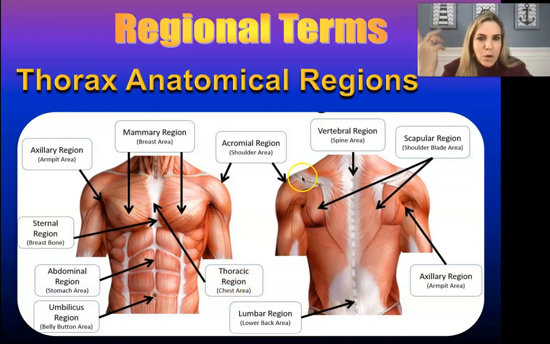Flipping the person over, here's the acromial region from the posterior perspective. Here's your vertebral region, because it has the vertebrae. So this is your spine area, vertebral. You have your scapulae bones under here. So this is the scapular region. So your shoulder blades. There's the axillary region, the armpit area from the back. And your lower back is called the lumbar region.